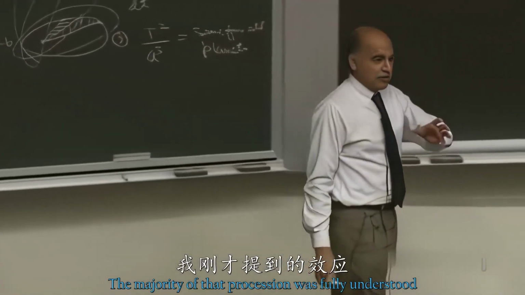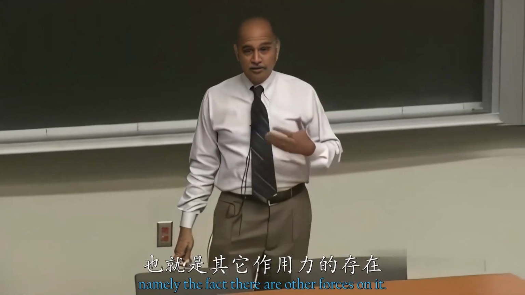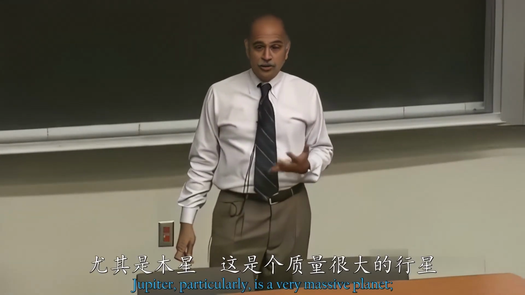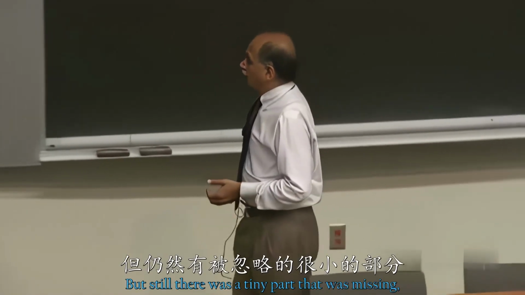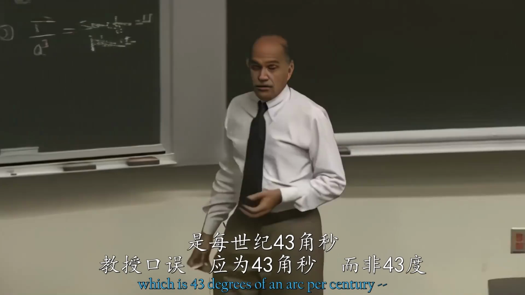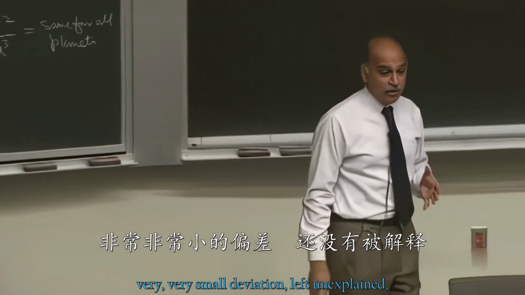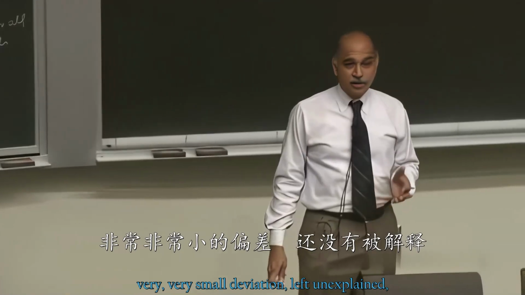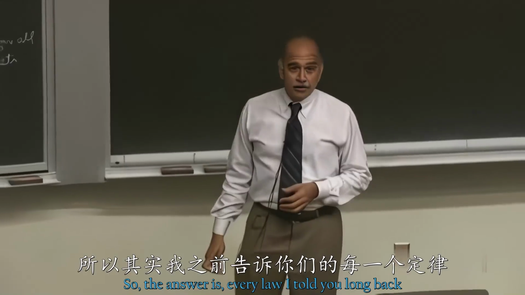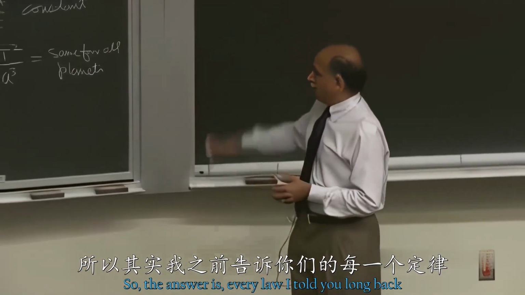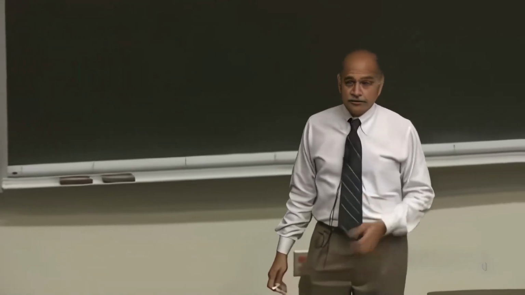The majority of that precession was fully understood by the effects that I mentioned to you, namely the fact that there are other forces on it. Jupiter, in particular, is a very massive planet. You cannot ignore this effect. But still, there was a tiny part that was missing, which is 43 arcseconds per century. A very, very small deviation was left unexplained, and the general theory of relativity filled in that gap. So the answer is, every law I told you will receive corrections, but they're usually very small.